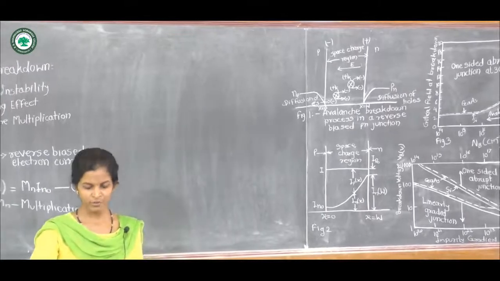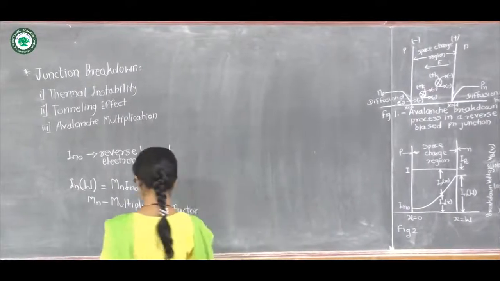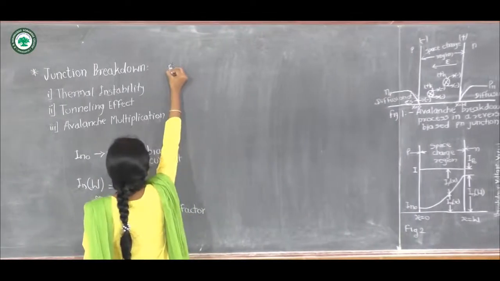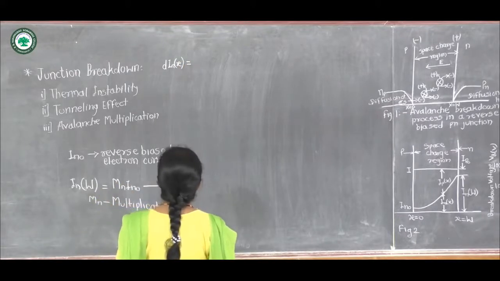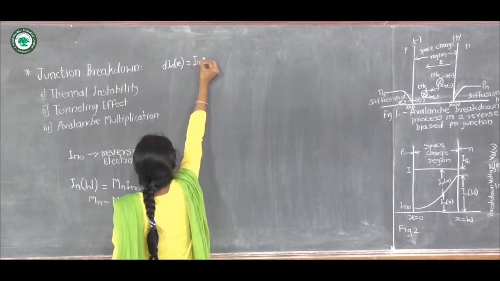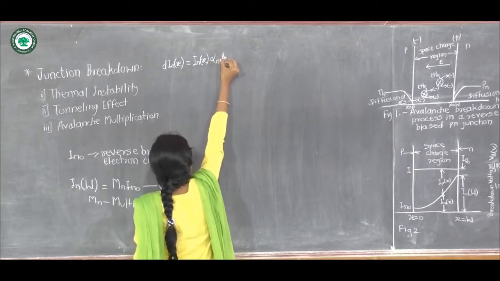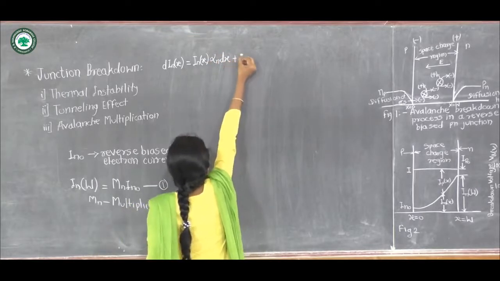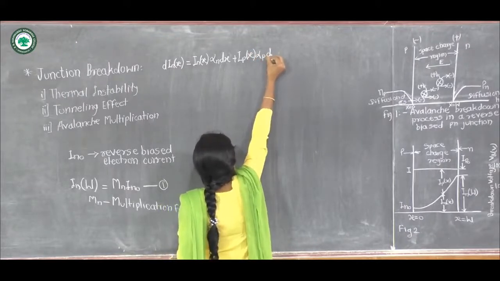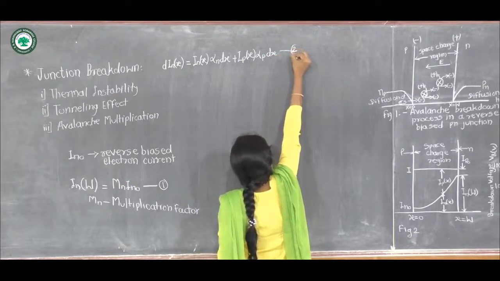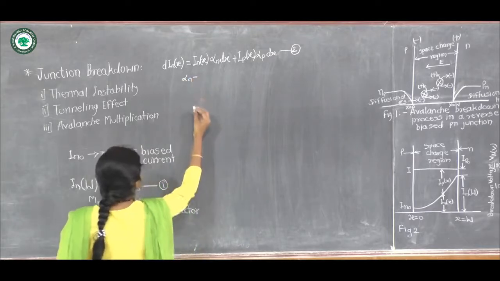We can write an expression for the incremental electron current at some point x, which is given by d of In(x) equal to In(x) alpha n dx plus Ip(x) alpha p dx. This is equation number 2, in which alpha n is the electron ionization rate.